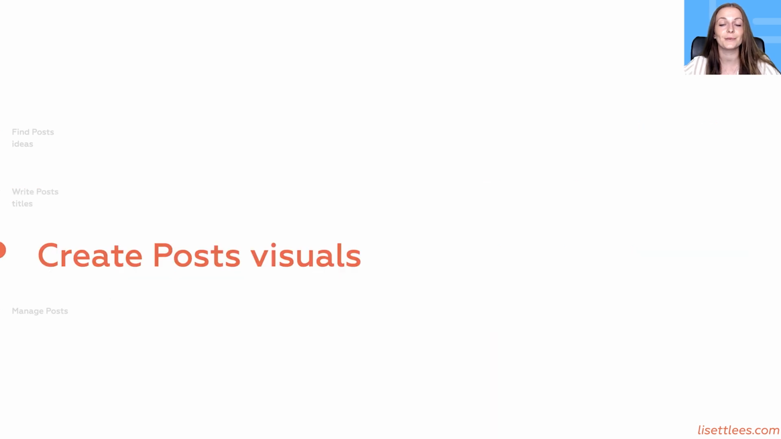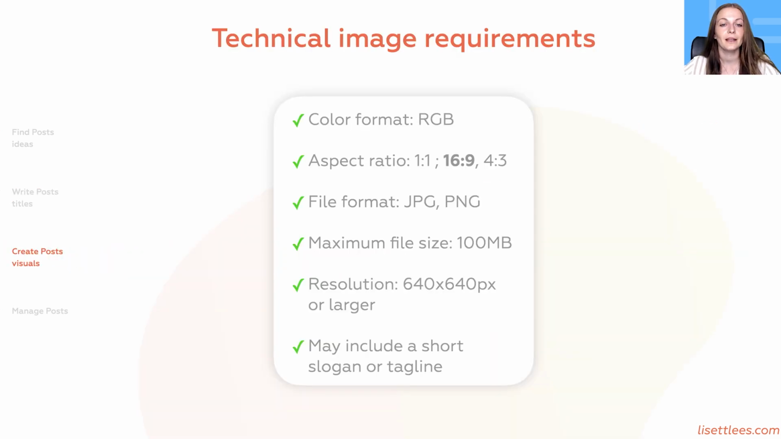So now, let's continue with creating post visuals. First, a little bit about technical image requirements. So from this list, I would especially like to point out the second row, the aspect ratio. Amazon currently supports images with different aspect ratios, and this is something that influences the overall appearance of the post a lot. And what I mean by this is that when you make a post with the image aspect ratio of 1:1, then the image will be a square.